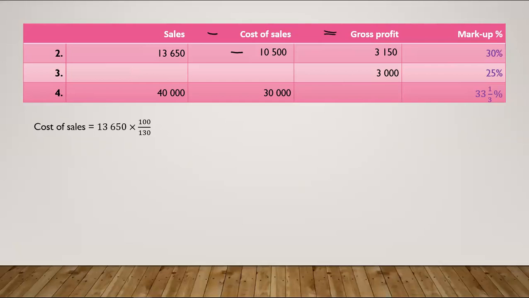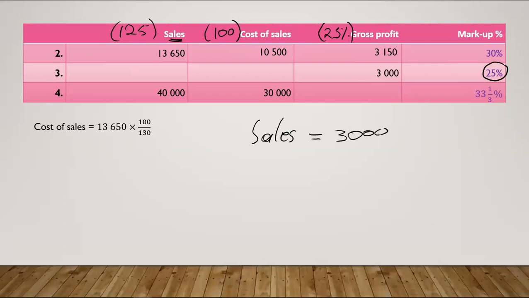Okay, let's go to number 3. In number 3, we are given the markup. The markup is 25%, meaning that gross profit will be 25%. Cost of sales will be 100. Sales will be 125. Which value must I calculate? Must I calculate sales? If I want sales, I will simply say sales will be equal to the 3,000, which is the amount that I'm given. But please note that that 3,000 is at 25.